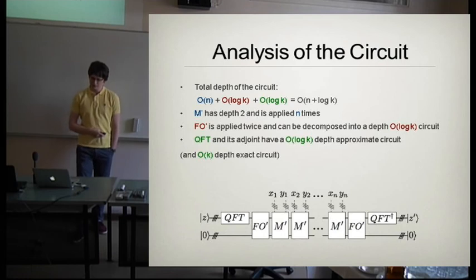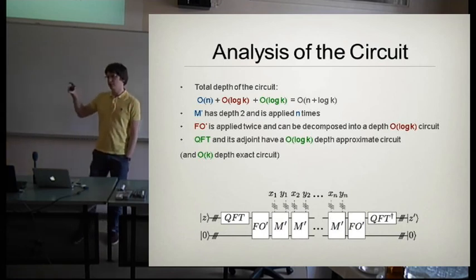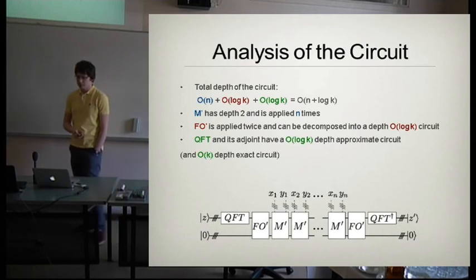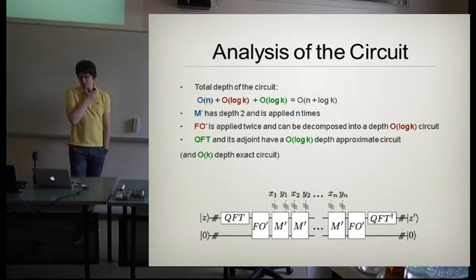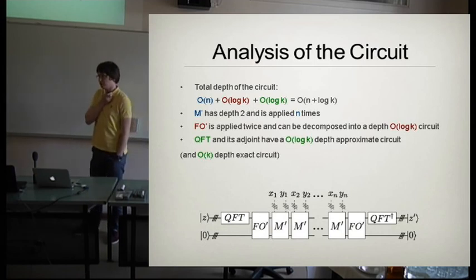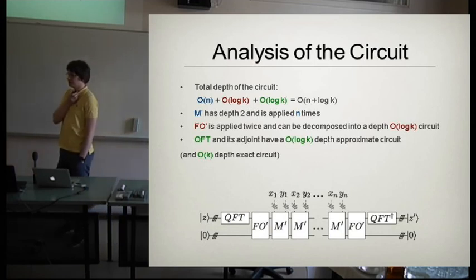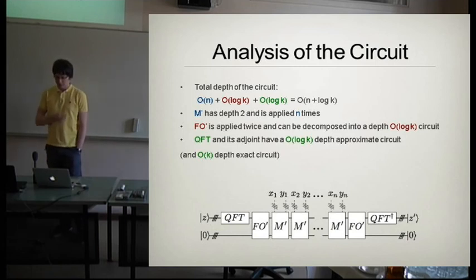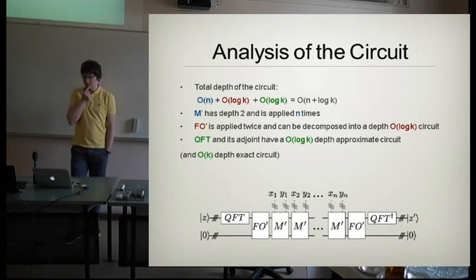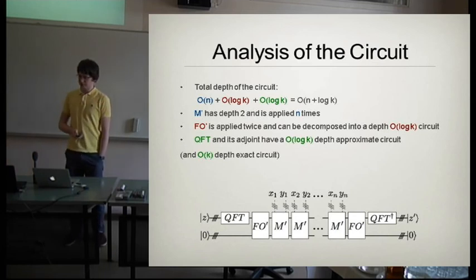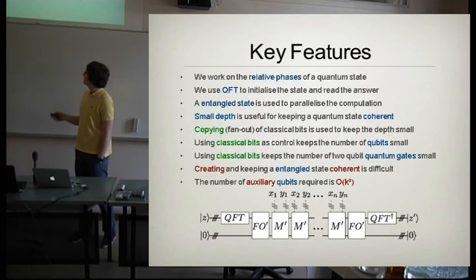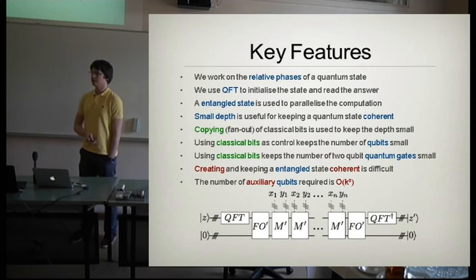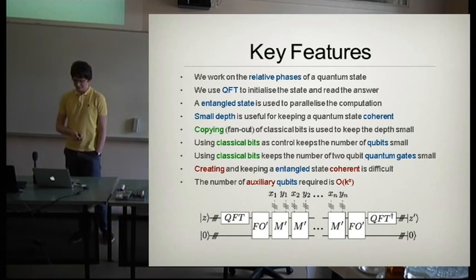We also have that the fan-out operators can be decomposed into smaller 2-qubit gates, CNOT gates, with log k depth. This gives us an additional log k. And we have the quantum Fourier transformation, which can be done approximately in log k, or exactly in k steps. So in total, it will be n plus log k depth. And that is our final QuantumMac circuit applied in a sequence.